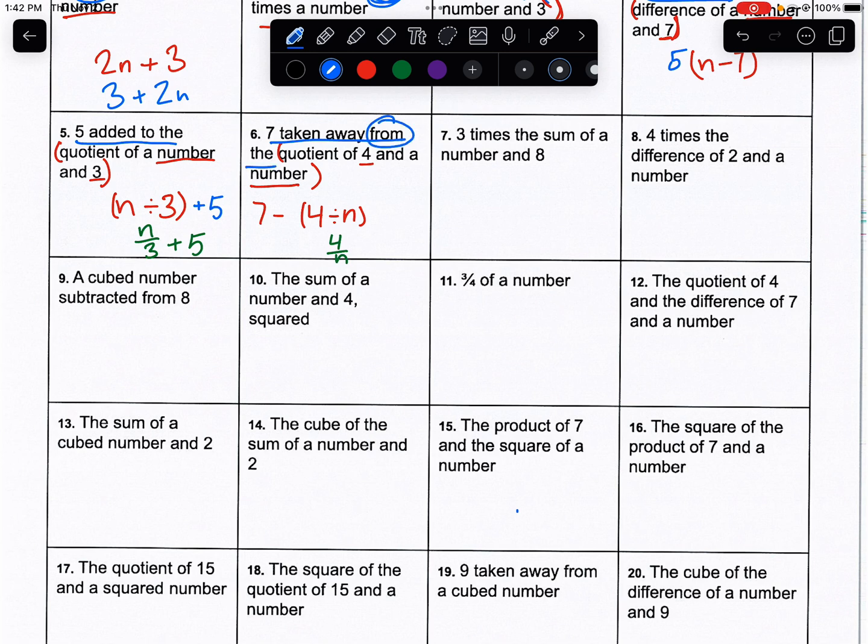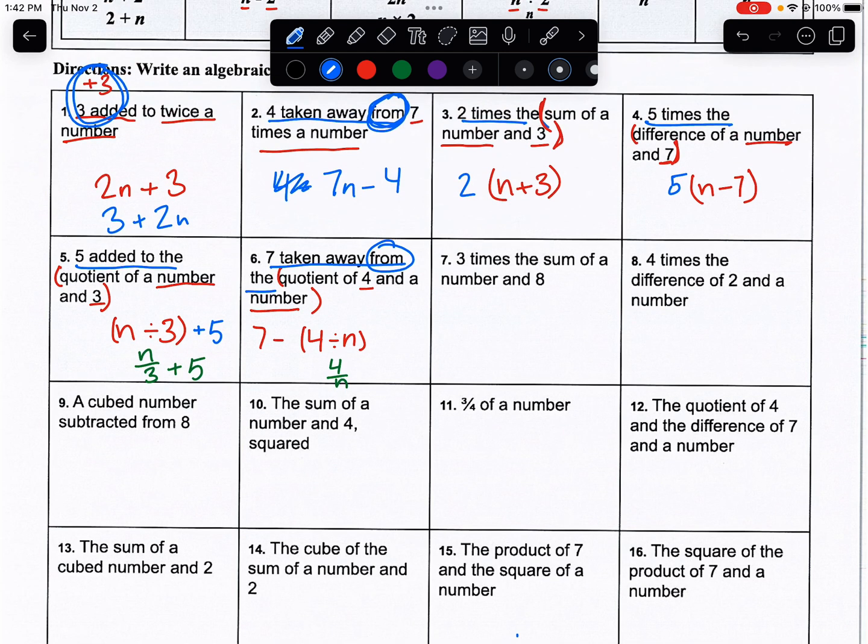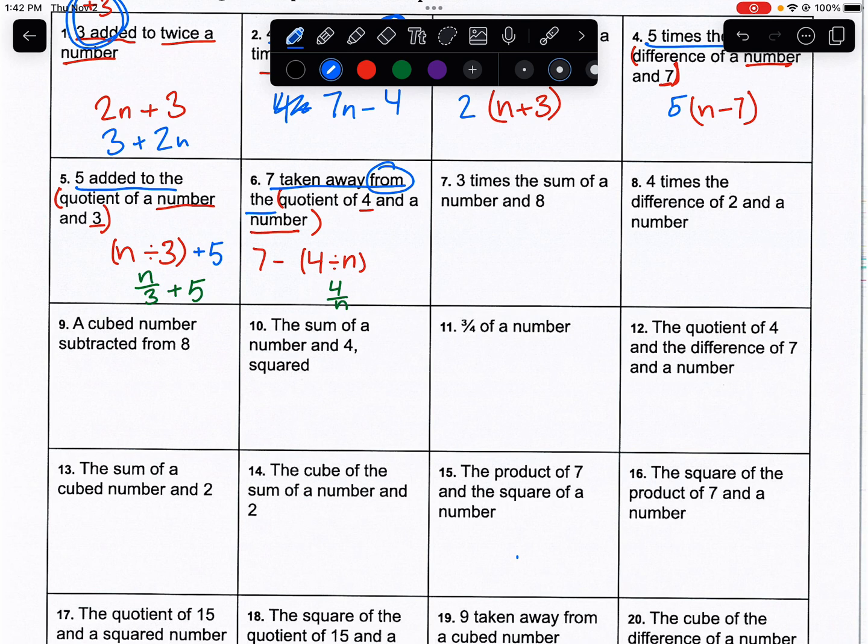From is a switch word. Than and from are switch words, which means the 7 goes from the beginning. It switches to the end. So it should be 4 divided by n minus 7. So that should be our expression. You could also write 4 over n minus 7.